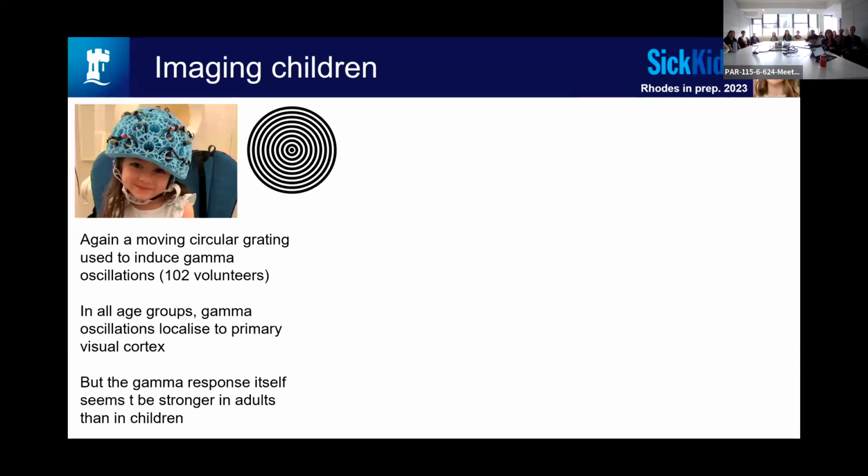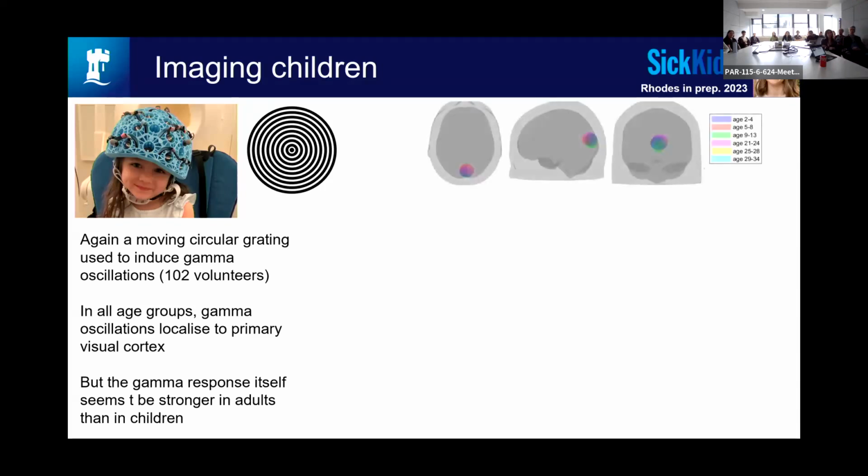This is now, again, hot off the press data. It will be presented at BioMag for anybody who's coming, work by Natalie Rhodes, led by Sick Kids. But this is now measuring gamma band oscillations in children, again, going down to 2 years old. This is now a study that pulls data from Nottingham and from Sick Kids using 2 identical systems, so they're the Circa systems. So we were able to pull the data across the 2 systems to get 102 volunteers.